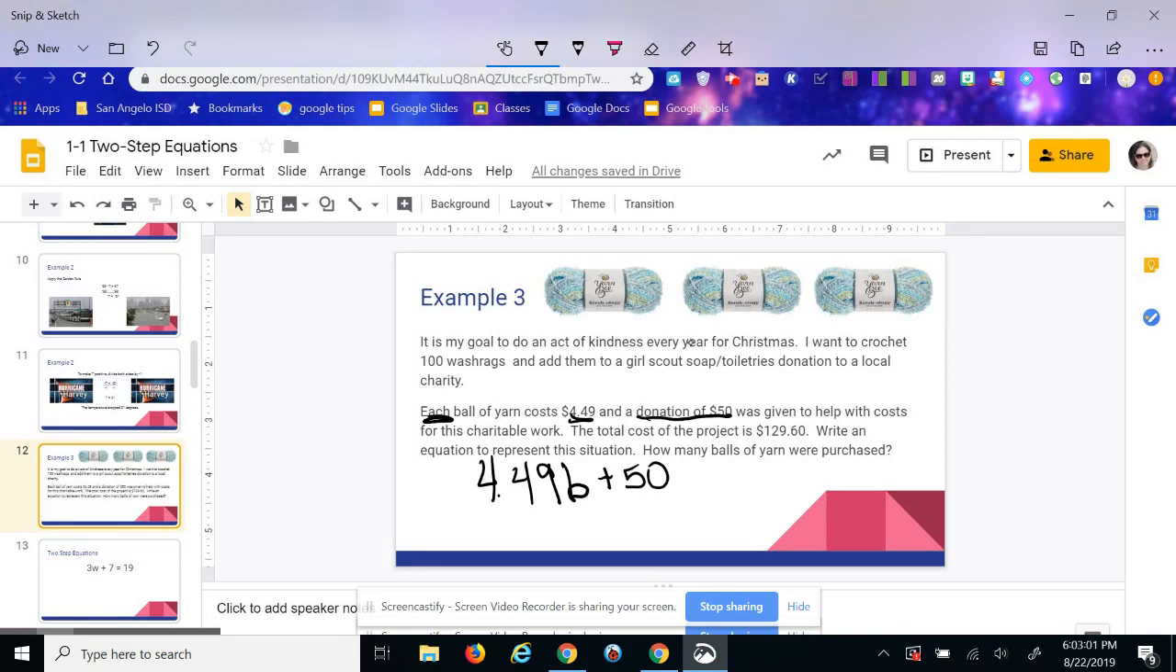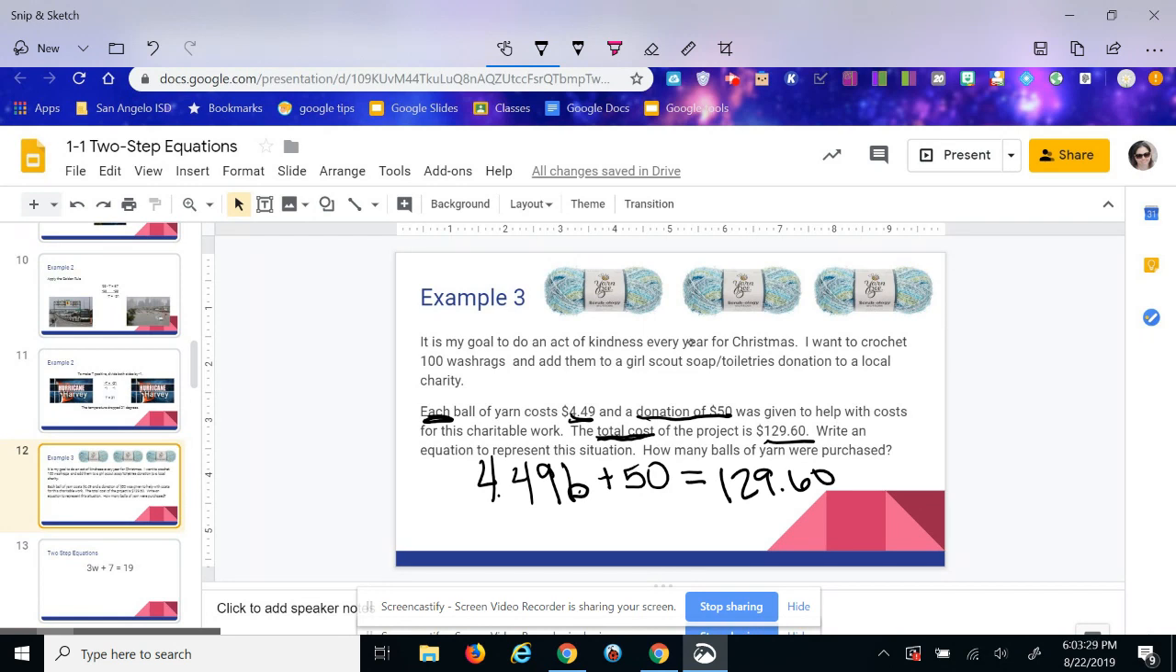The donation of $50. The total cost, total. Anytime you see the word total, that's another word for equals. And then our last number, 129.60. So we got our 4.49B plus 50 equals 129.60. Here's my variable. I had to multiply first and then add.